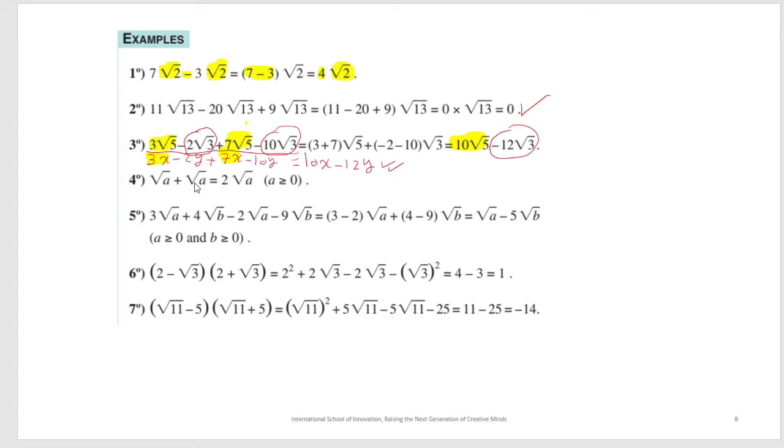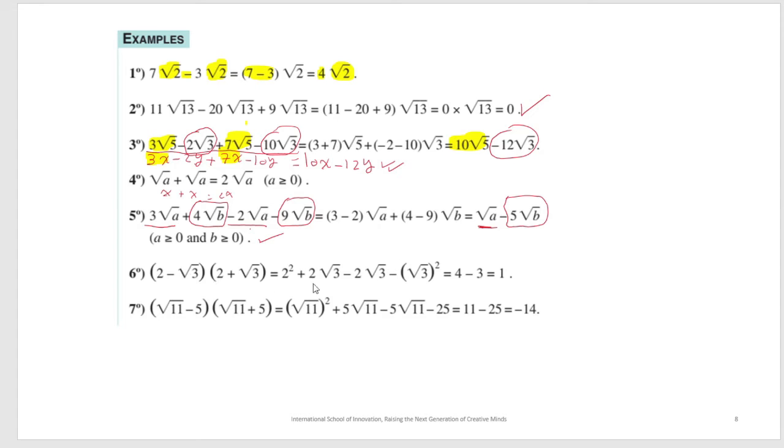So radical a plus radical a is the same as x plus x, so radical a plus radical a equals 2 radical a. Okay, 3 radical a plus 4 radical b minus 2 radical a plus 9 radical b. 4 radical b and 9 radical b are like terms, and 3 radical a and 2 radical a are like terms. So 3 radical a minus 2 radical a is radical a, and 4 radical b minus 9 radical b is minus 5 radical b, and it's done. Okay, that's it.